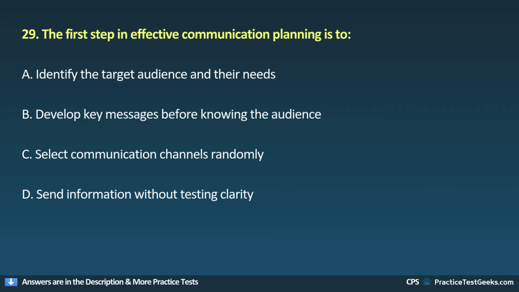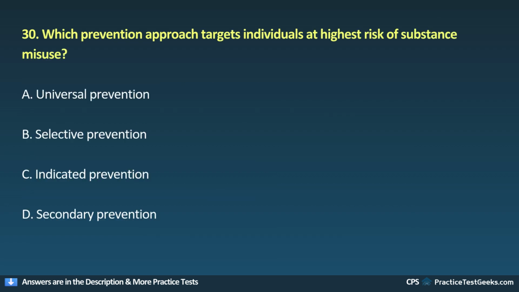29. The first step in effective communication planning is to A. Identify the target audience and their needs. B. Develop key messages before knowing the audience. C. Select communication channels randomly. D. Send information without testing clarity.